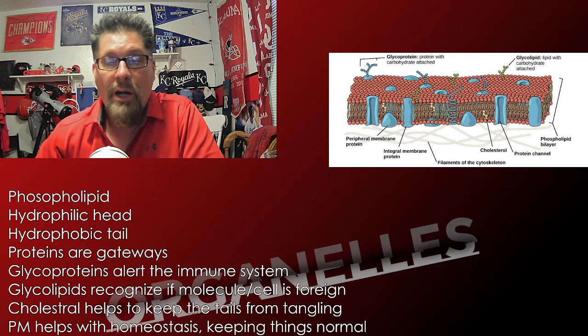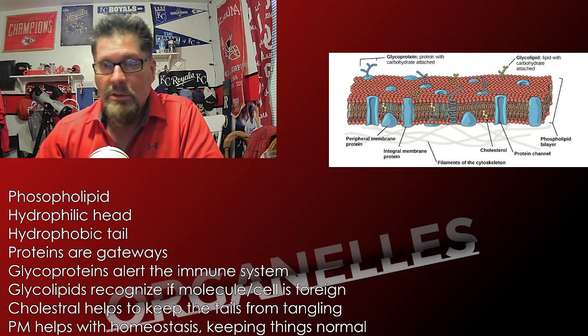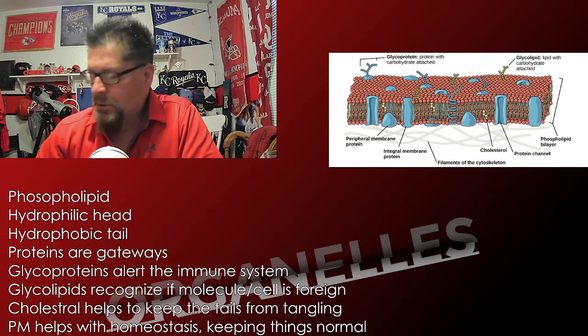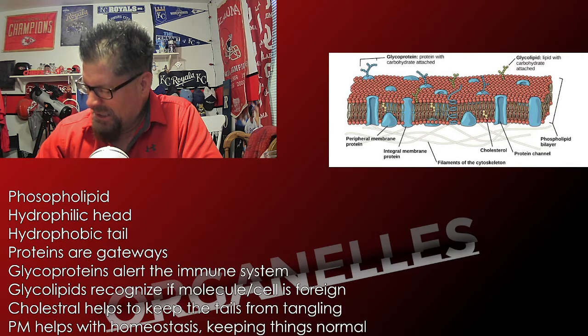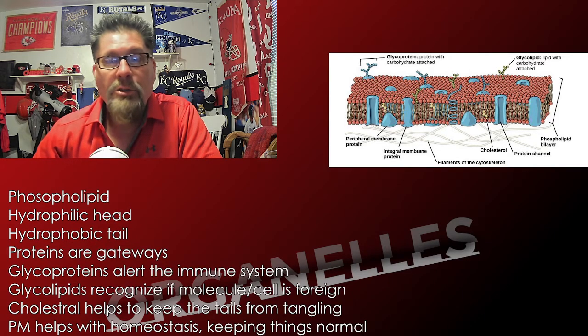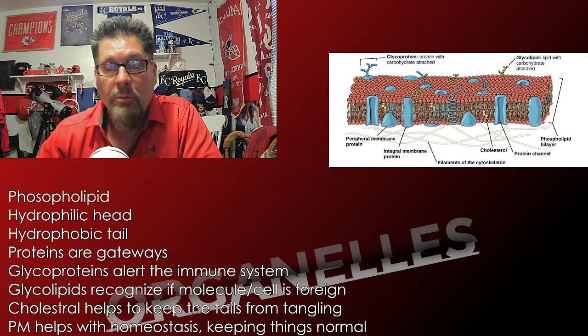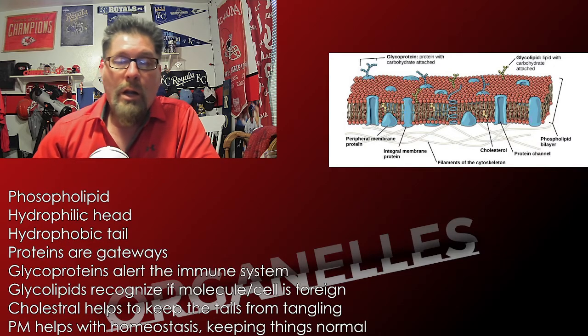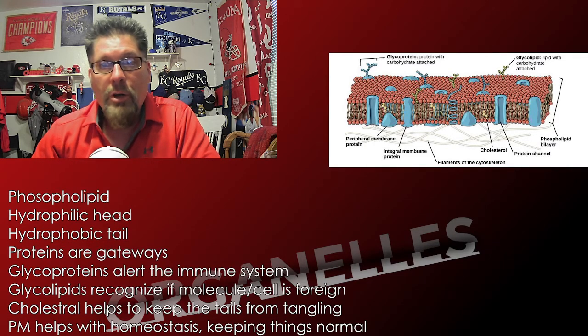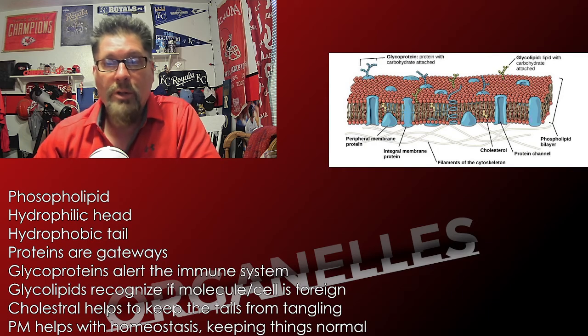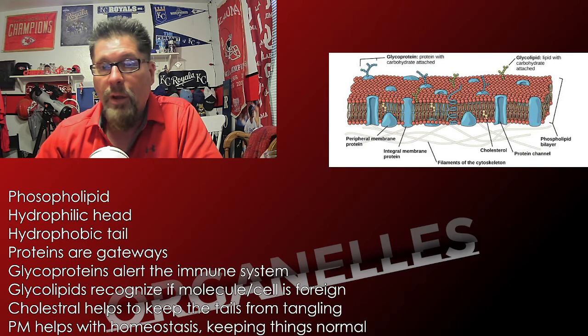But when a bacteria cell shows up, and it's deemed not us, foreign material, the glycolipids help determine that, and the glycoproteins help alert the immune system that, hey, we've got a problem over here. We need help.